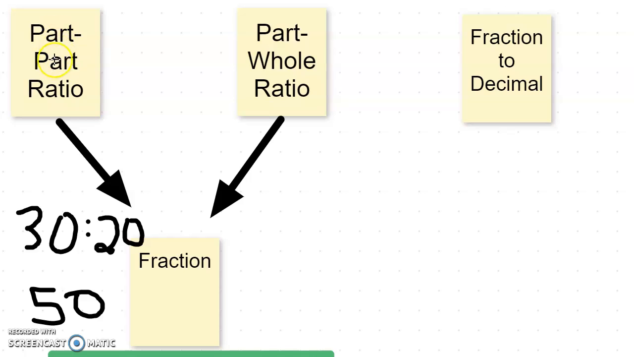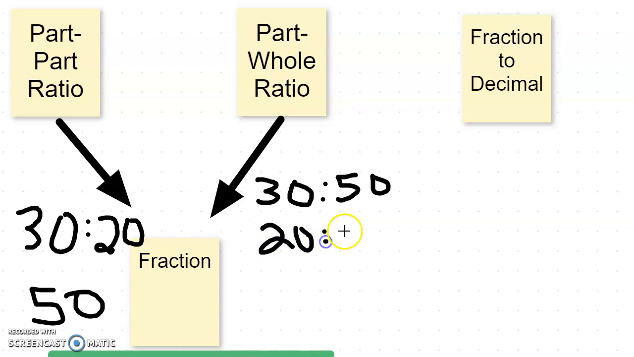If you are dealing with a part-to-part ratio, you need to add the two parts of the ratio together to get your total. On the other hand, if you are using a part-to-whole ratio, which is the primary thing we look at in grade 7 math, it would instead be there are 30 boys out of a class of 50, or you have 20 girls out of a class of 50. In both of these cases, the ratios allow us to determine the total.